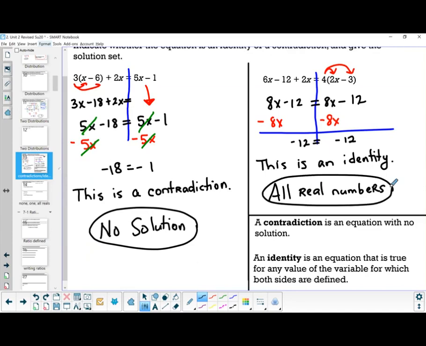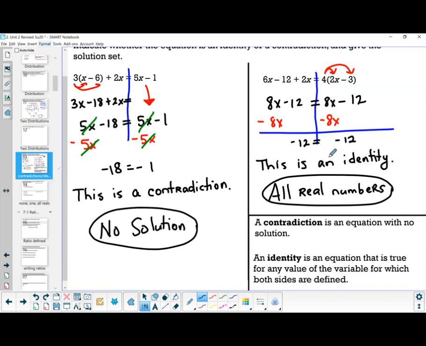What that means is I can choose any real number and it'll be a solution to this equation. 0, 1, 2, 10, 100, a million, negative 1002, negative 15.11111. Doesn't matter. Whatever you pick, it's a solution. That's why we say all real numbers.